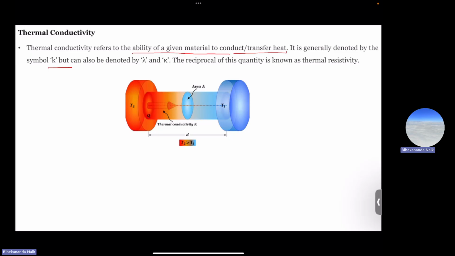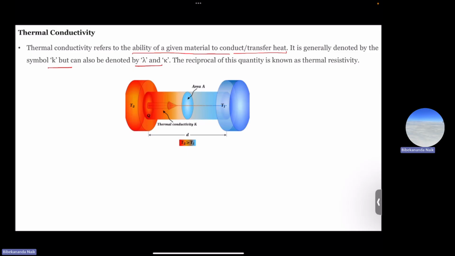The coefficient of thermal conductivity is given by K, and sometimes it is denoted by kappa. This is not K, this is kappa, and this is lambda. Similar to the case of electrical conductivity, whose reciprocal is known as electrical resistivity, for thermal conductivity the reciprocal is called thermal resistivity.